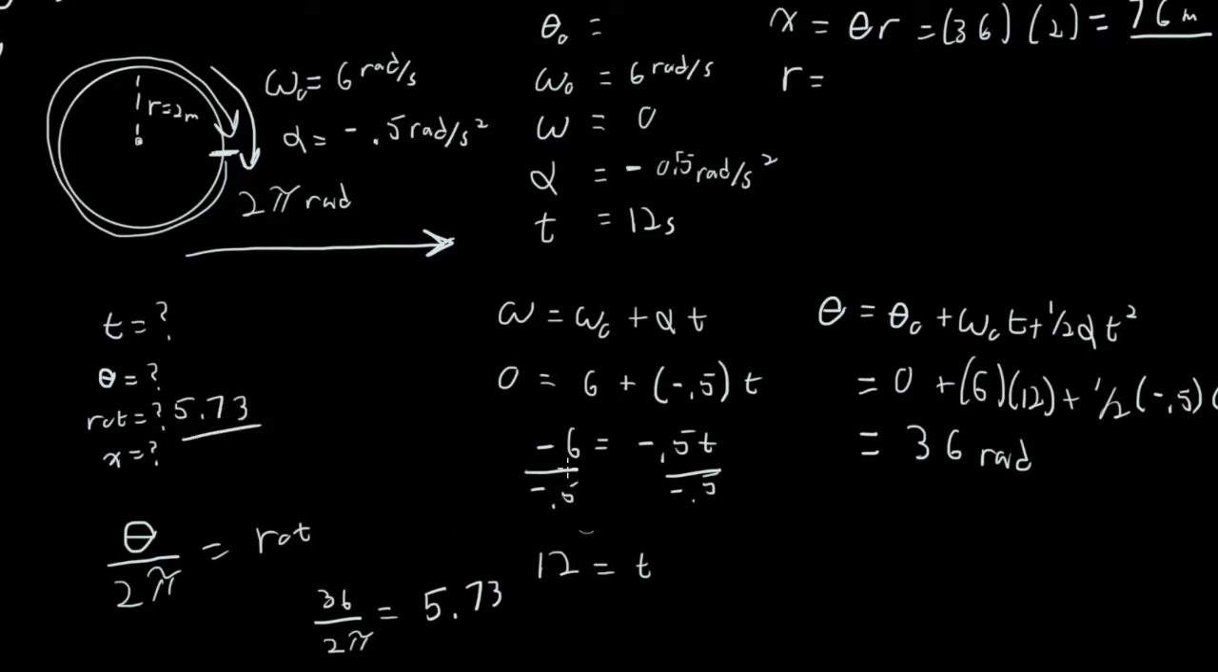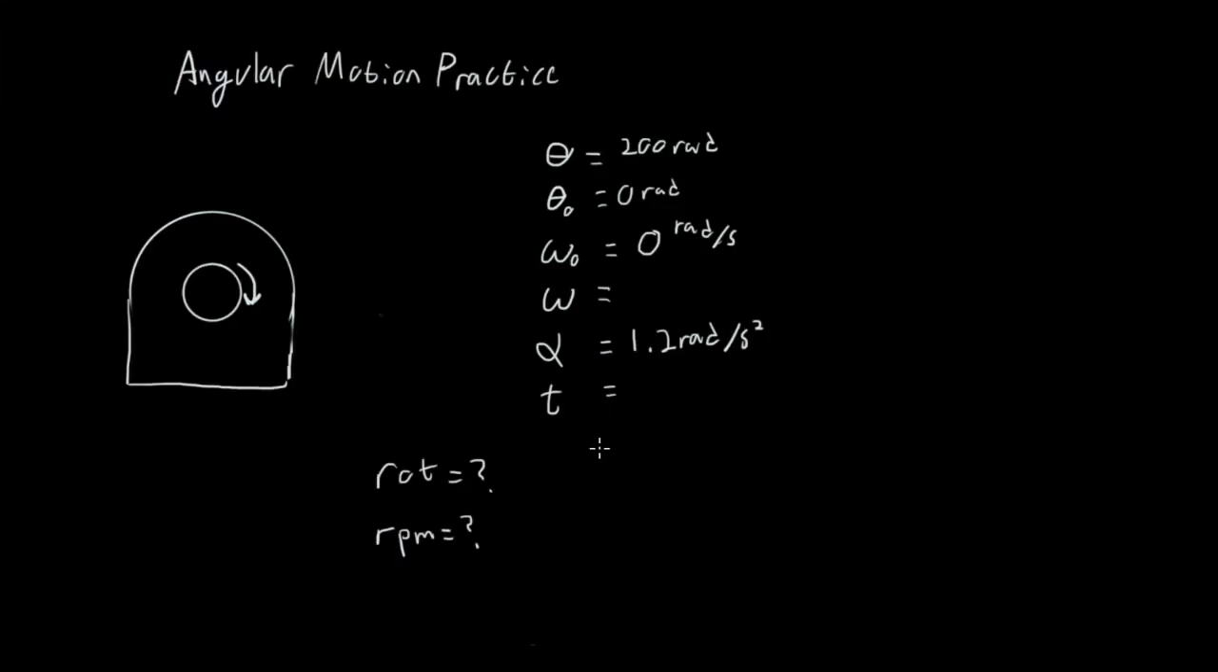Let's set up another one. All right, in this problem, I have a motor set up. And this motor is going to turn on, so it starts from rest, and it's going to accelerate at 1.2 radians per second squared, and then it's going to travel for 200 radians. I want to know, what is my angular velocity after it's traveled 200 radians?